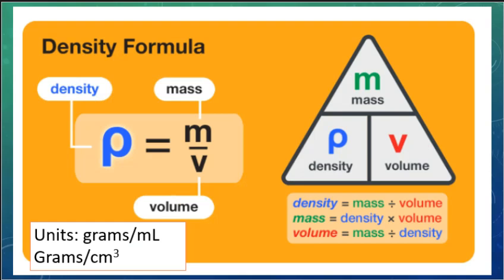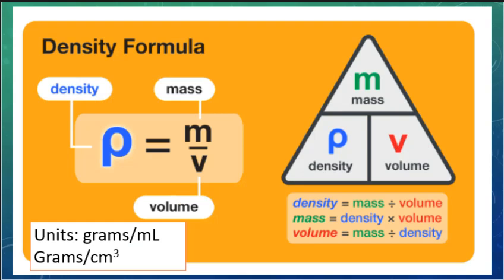Our units are going to be right down here, either grams per milliliter or grams per cubic centimeter. Remember, milliliter and cubic centimeter are the same thing, and cubic centimeter is the same thing as saying a cc, like in a syringe. 3 cc's is equal to 3 milliliters. And that's going to be grams per milliliter, grams per cc.